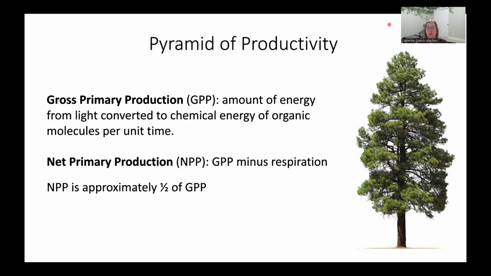Those primary consumers are not going to get all the energy that's made because the plant has used some up to continue to survive. So net primary production is gross primary production minus respiration, which is the amount the plants need to use to stay alive. And it's about half of GPP.